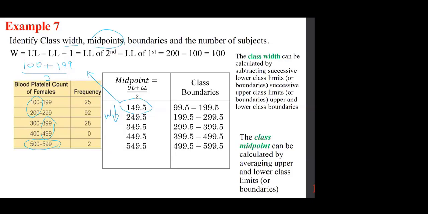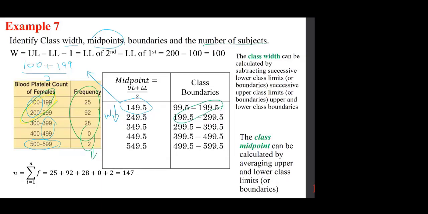And what about the boundaries? Remember how we arrive at the boundaries. Let me just use a different color again. Add these 2, 199 and 200, and divide by 2. The midpoint of the 2 is 199.5. And then just keep on adding the width. And for the first one, subtract it. Finally, number of subjects: add the frequencies. Add them up, 25 plus 92 all the way to the end. That should be very straightforward.